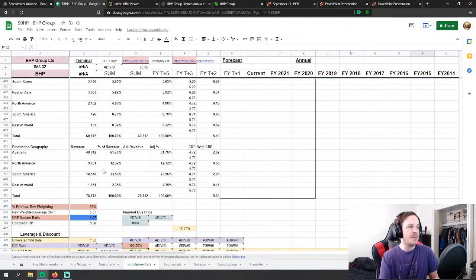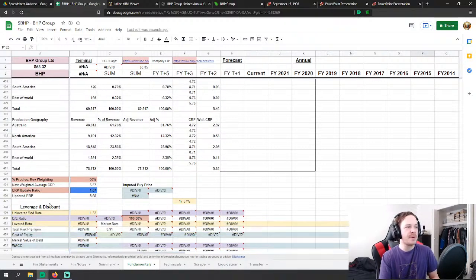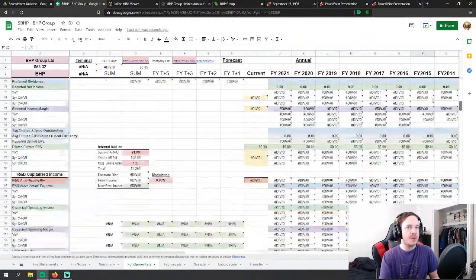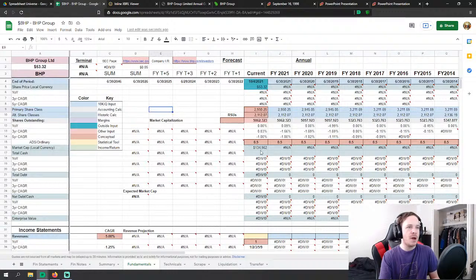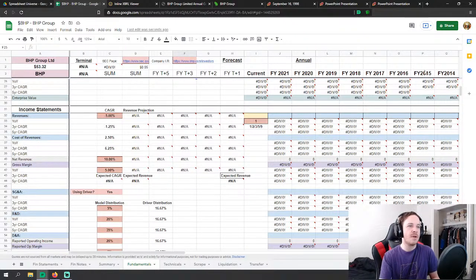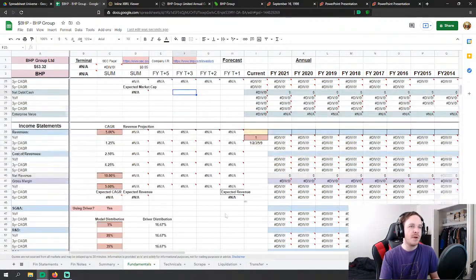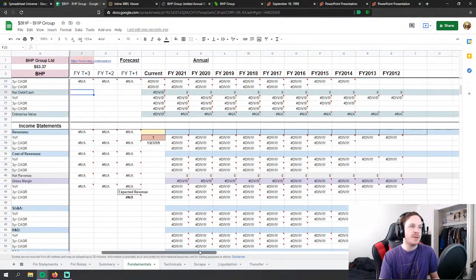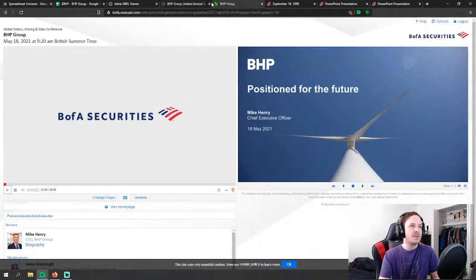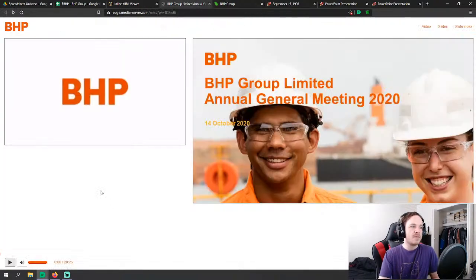Most of their assets are in Australia itself, with a decent amount in South America and some in North America. They have about $20 billion in debt versus a $135 billion market cap. So it looks like their debt to equity ratio is going to be pretty reasonable once we actually get the numbers in for the adjustments to come through. So all we need to do is do the financial statements, and I will be playing their annual meeting as well as a conference that they had, because they're relatively short, both of them, while I do that.